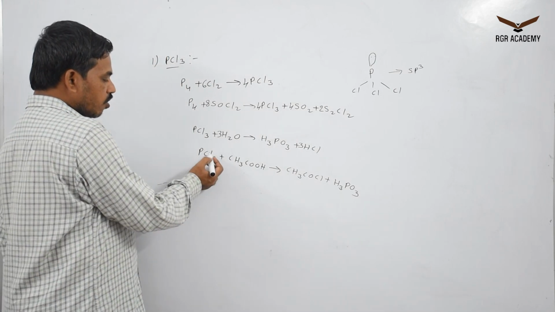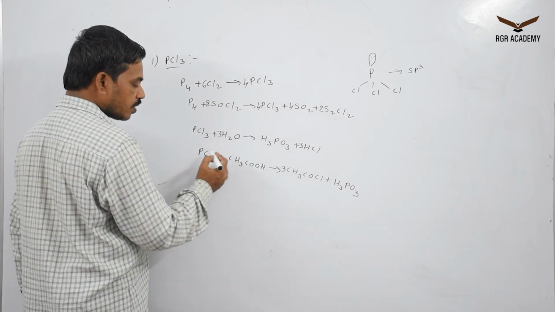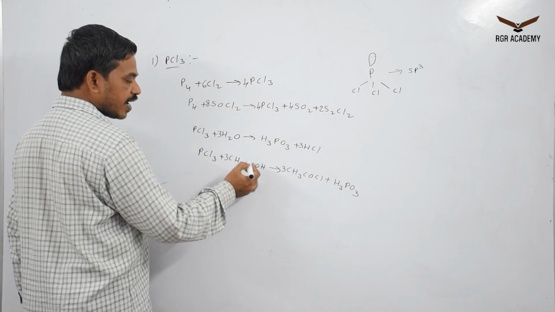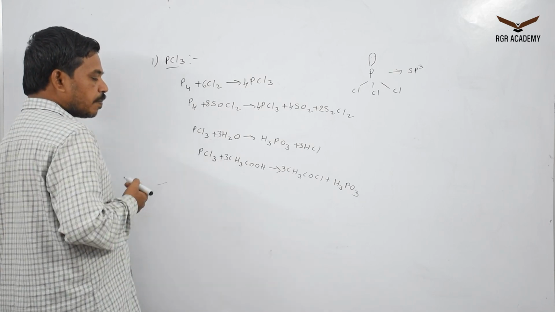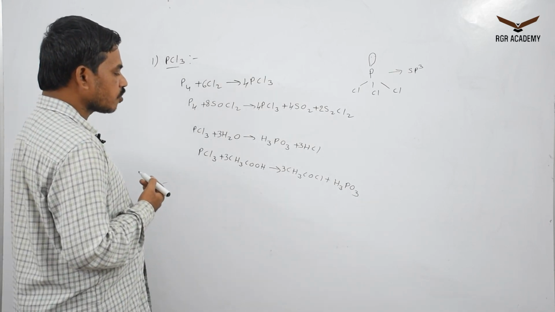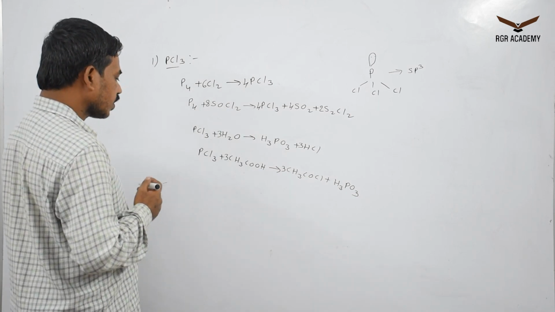Balance the equation. How many chlorine atoms? 3 chlorine atoms. It is multiplied with 3. How many moles of acetic acid? 3 moles of acetic acid. PCl3 plus 3CH3COOH forms acetyl chloride and phosphorus acid.